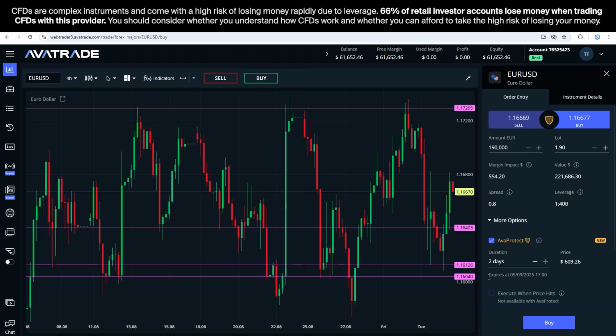I pay that up front until the protection expires, and the protection here won't expire until the 5th. It's 2 days from now at 5 p.m. my time. Okay, it tells you exactly when the protection will expire, and you can check on it at any time once you open the trade, and it has a clock counting down, telling you exactly how many more hours and minutes and seconds you have until your protection ends.